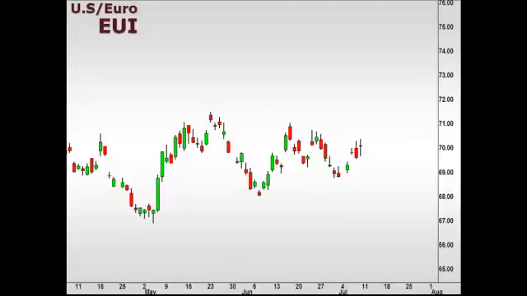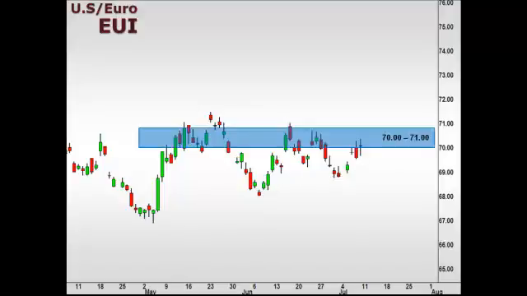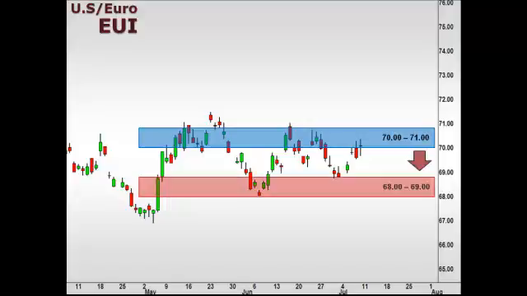Let's take a look at the U.S. dollar versus the euro as seen here in the EUI. The EUI continues to reflect indecision as it consolidates into what appears to be a sideways triangle. A break above 71 opens the window for a continuation higher. However, if the indecisiveness continues, we would expect to see a retest of the 68-69 support.